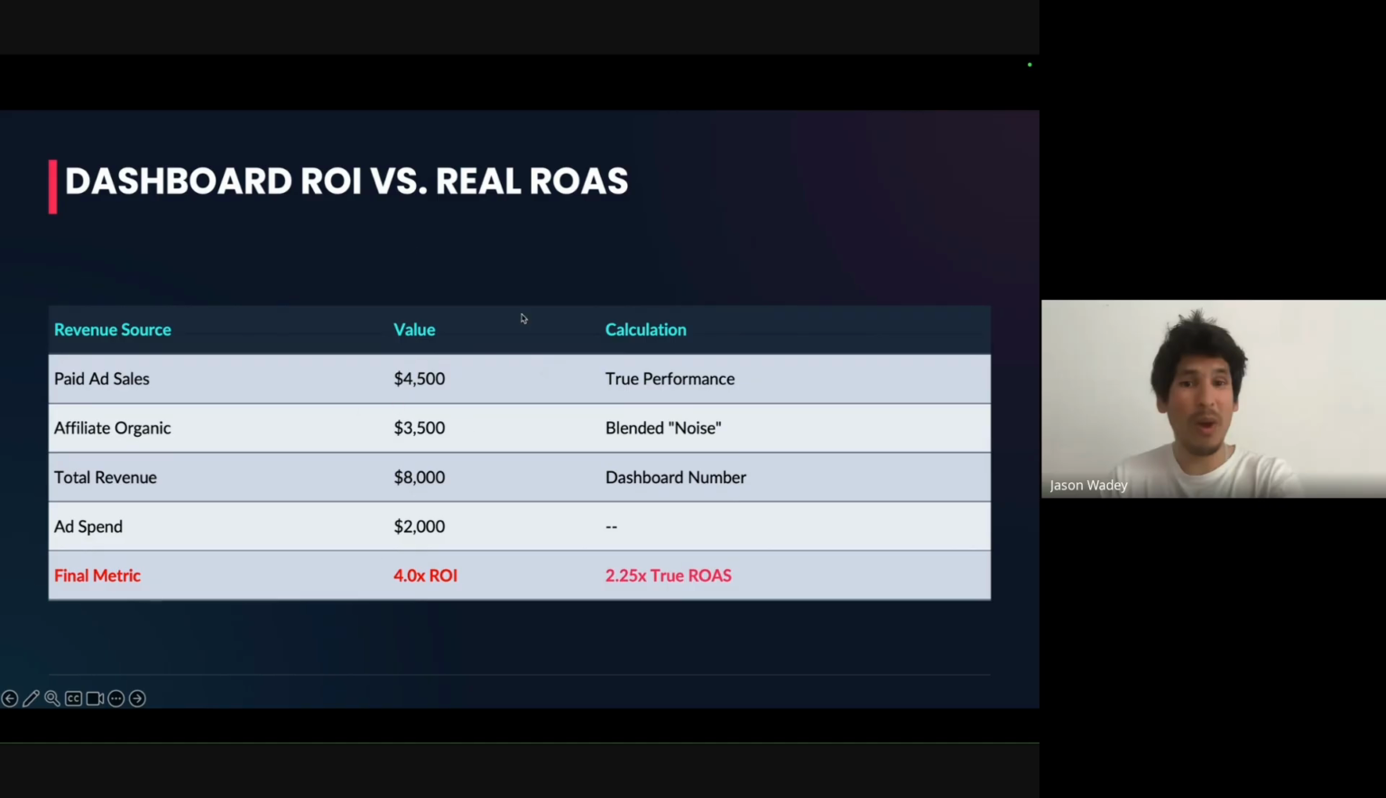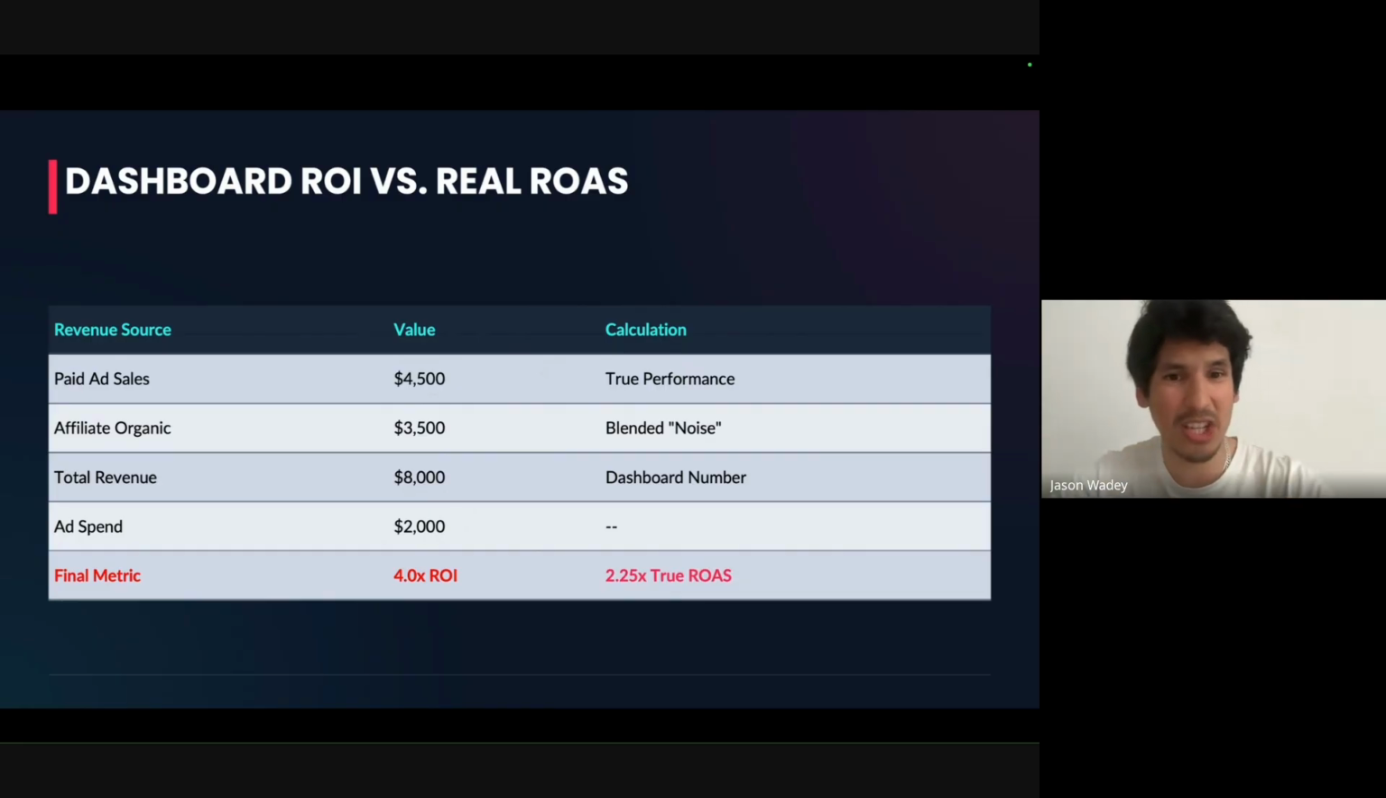This is a good example to illustrate it a bit. Say you're spending $2,000 on paid ads, and you've received $4,500 in paid sales plus $3,500 in affiliate and organic content sales. Overall, that makes $8,000 in terms of revenue, but you put $2,000 in ad spend. TikTok is going to calculate it as a 4x ROAS, 4x ROI, when in actual fact the true one would be, in this particular case, the paid ad sales divided by the ad spend, right? This is the thing we're trying to figure out: whether the money we're investing into these campaigns is actually giving us a good return on investment.